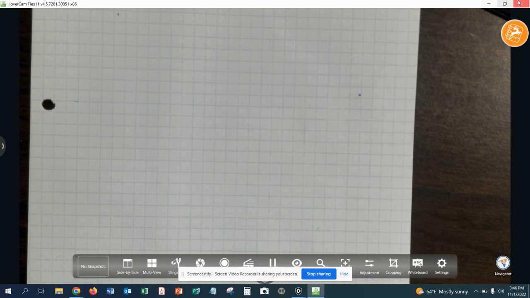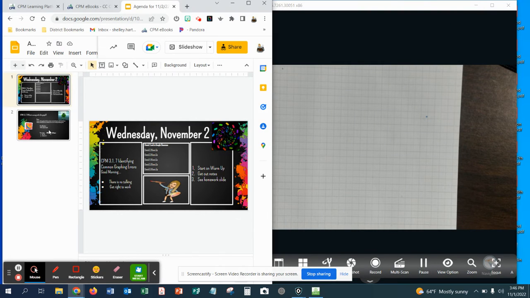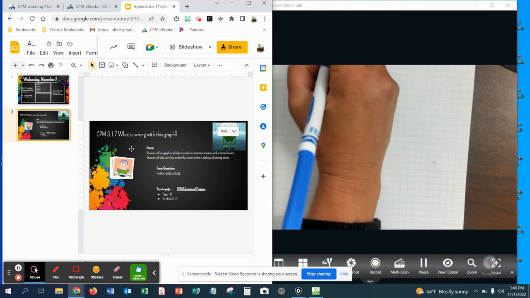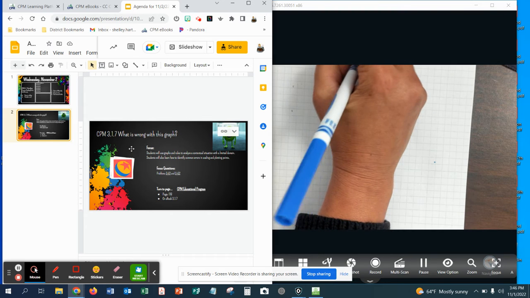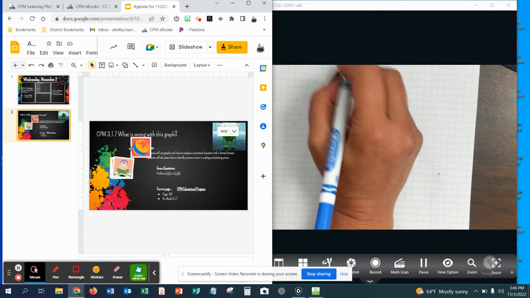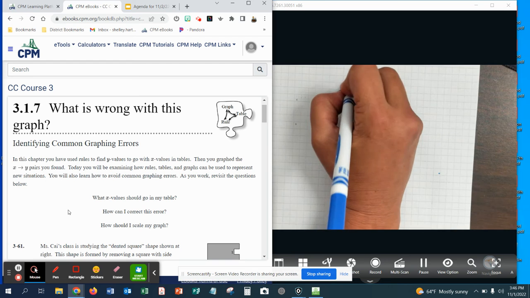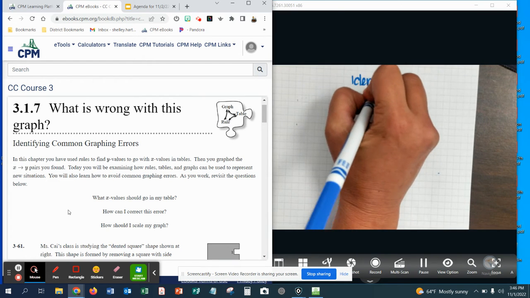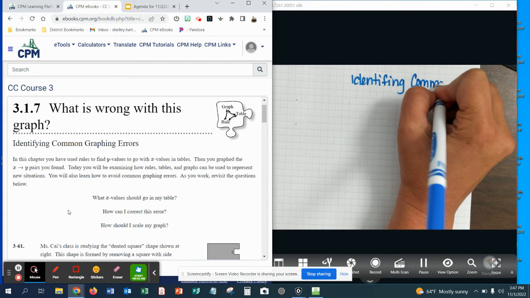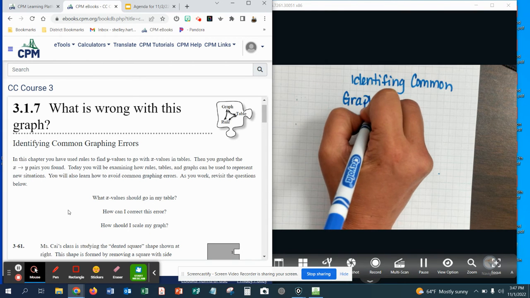So, good. That was pretty dang quick, right? Yay for that. So, if you look at 3.1.7, our focus is what's wrong with this graph. So, CPM 3.1.7, what's wrong with this graph, or graphing errors. Let's just look at 3.1.7. Identifying common graphing errors. Oh my goodness.